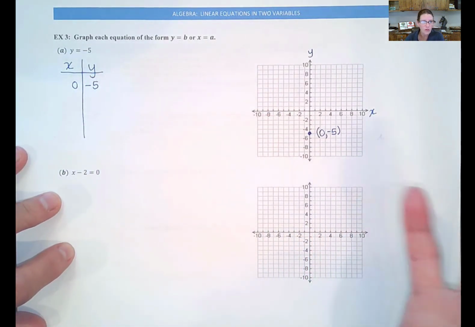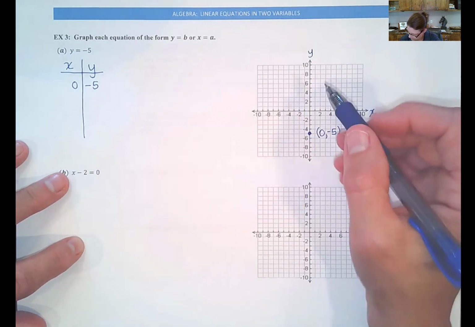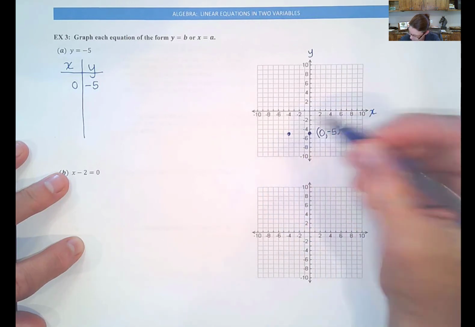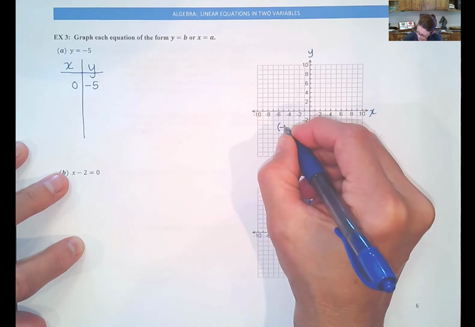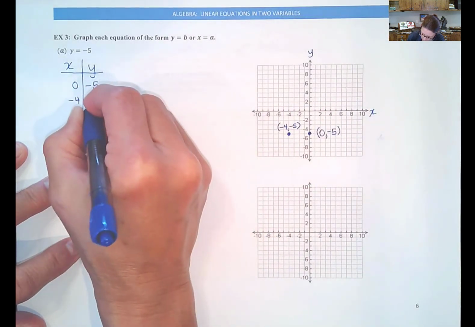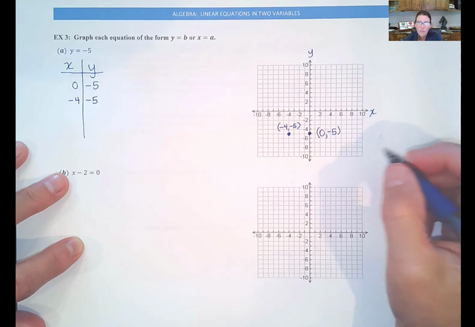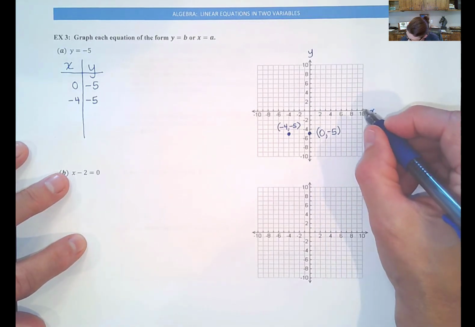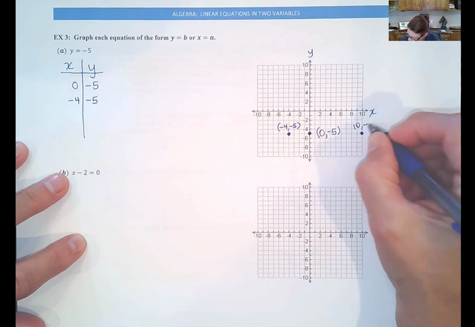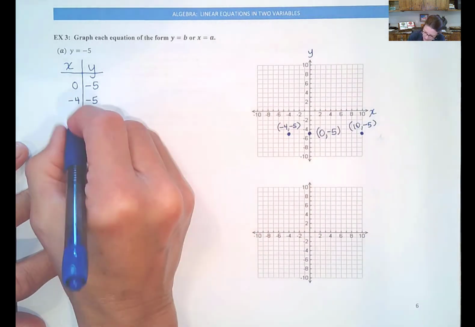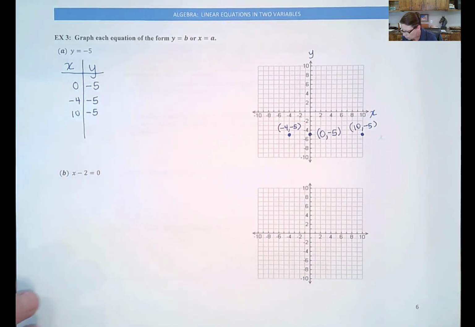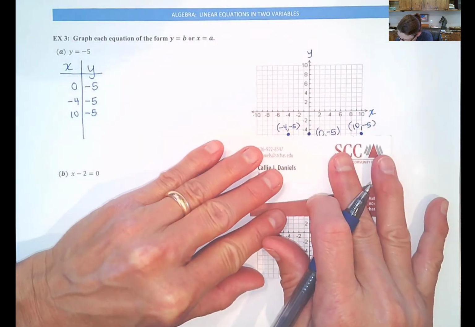Then find another point with a y value of -5. How about x equals -4, y equals -5? Notice I'm not substituting values. I'm just thinking my way through this. Let's find another point with a y value of -5, like maybe (10, -5). There's another solution of this equation. And notice that these points are sketching out a horizontal line.